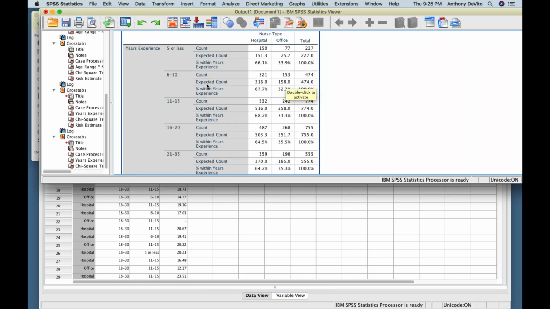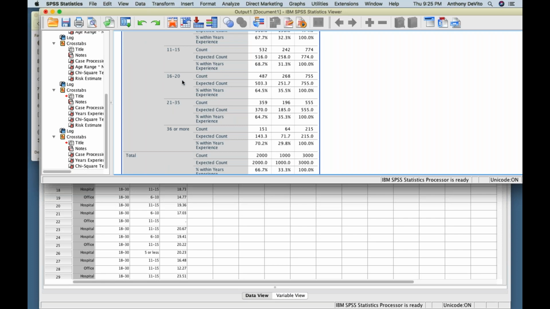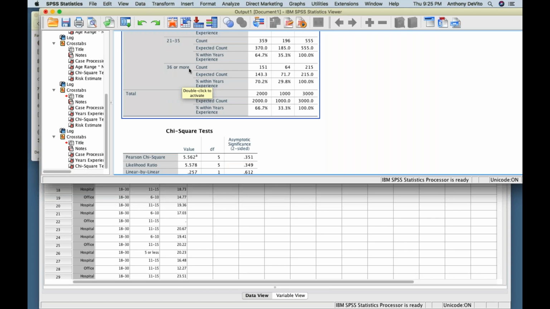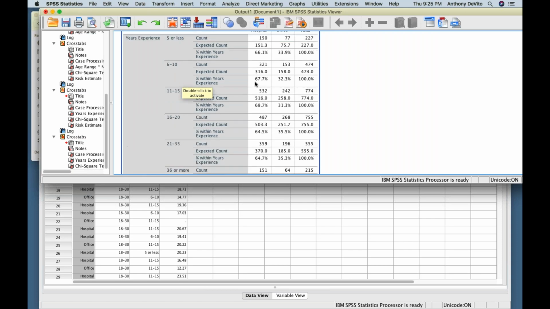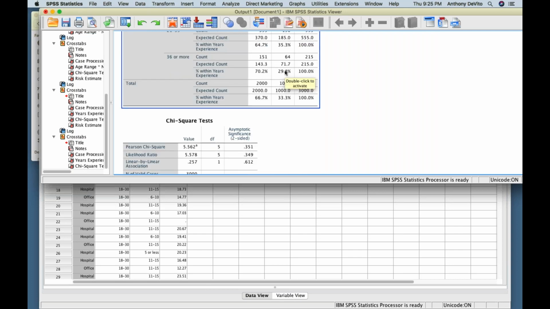Oh, there's a lot of groups here. Let's take a look at the group 6 to 10 years of experience. Well, in that one, it looks like it's almost right on the money. With the next one, it looks like a larger percentage of this group with more experience tends to work in a hospital. Let's take a look at the next one. 16 to 20 is 64%, a bit less. 21 to 35, 64%, a bit less than we would have expected. And finally, for 36 to very experienced nurses, a big bunch of them appears to work in a hospital compared to the percentage that works in an office.